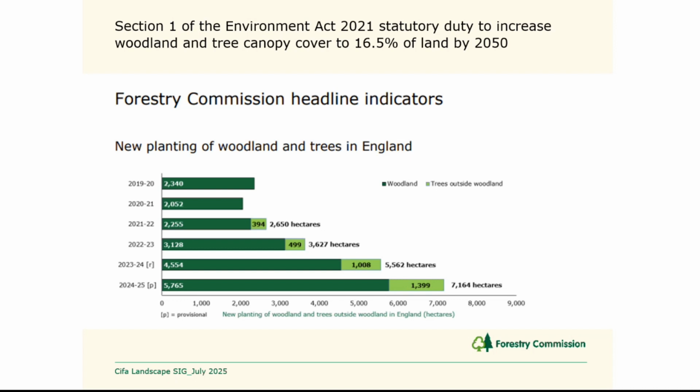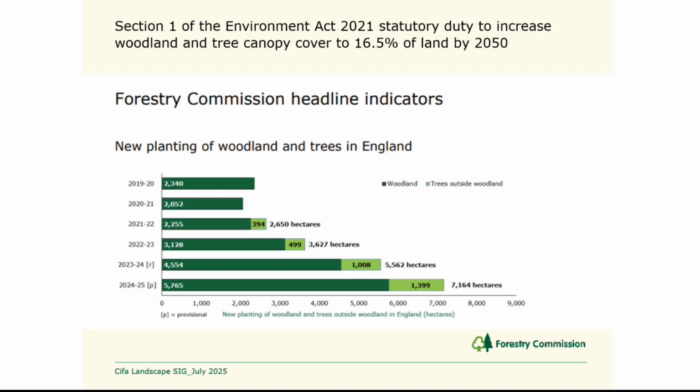We've all read the IPCC reports and things like that, and we know we're in a climate emergency. And planting trees is one of a suite of mitigation options that are open to us and that the government supports. I'm not saying it's the only answer, but it's one of them. And Section 1 of the Environment Act 2020 has now put a statutory duty on us to increase woodland and tree canopy cover to 16.5% by 2050.